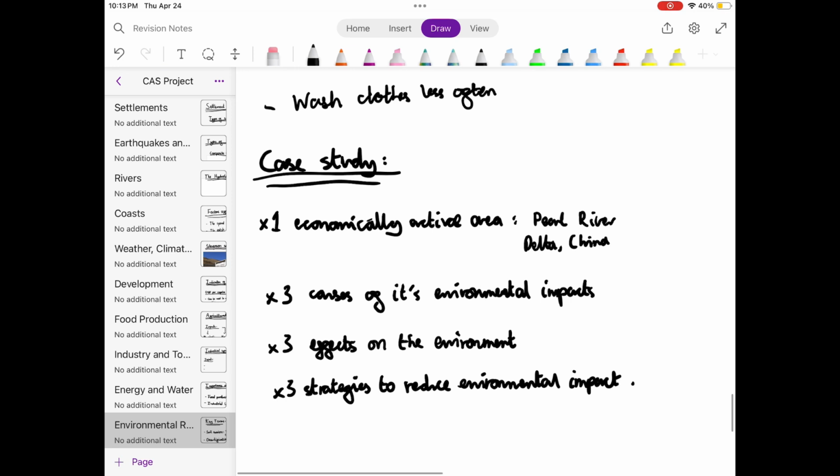Okay, so the case study you need for this topic is one economically active area, and for this case study you need to know 3 place-specific causes and its environmental impacts, 3 effects that the economic activity in this area has on the environment, and 3 strategies to reduce its environmental impact.